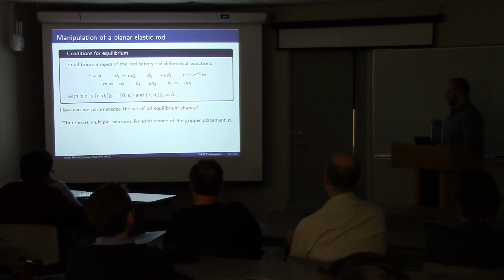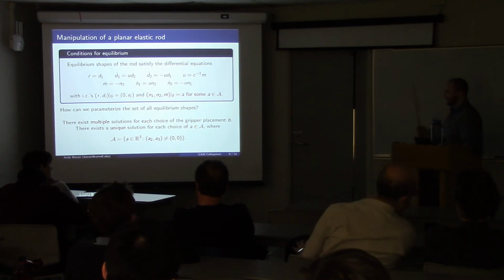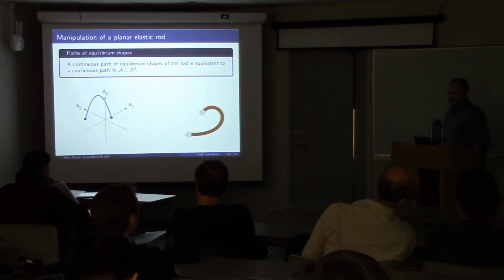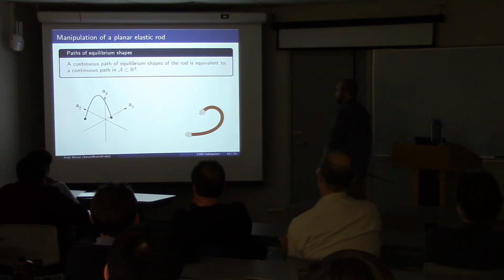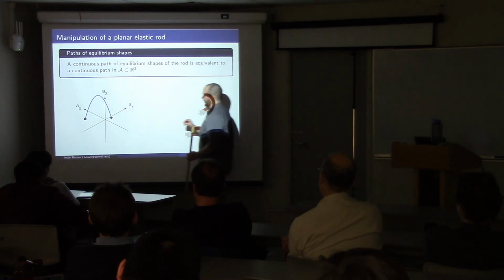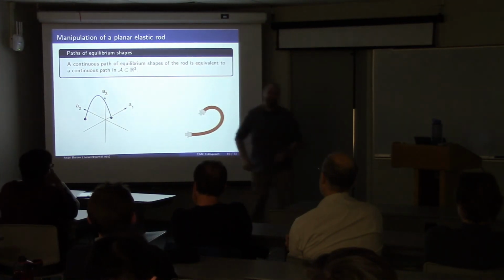Okay, thanks. So this takes care of our non-uniqueness problem. Rather than specifying boundary conditions, we're going to specify initial conditions. So a continuous path of equilibrium shapes of the rod corresponds to a path in this A space. A1 was the moment.